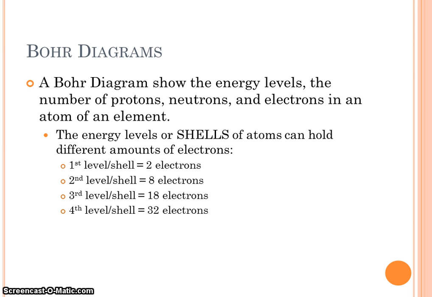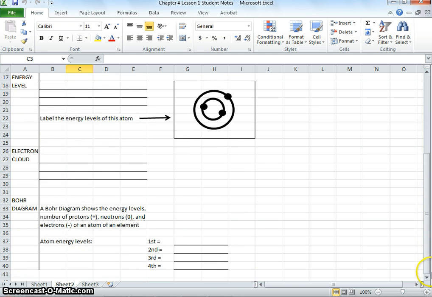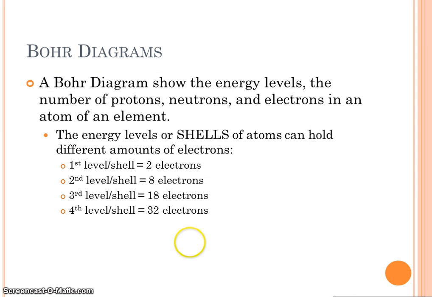So the energy levels or shells of atoms can hold different amounts of electrons. Down here in your notes, I want you to give me how many the first electron shell can hold, and I have it here, second, third, and fourth. So the first level or shell can hold 2, the second shell or energy level can hold 8 electrons, the third level or shell can hold 18, and the fourth can hold 32.